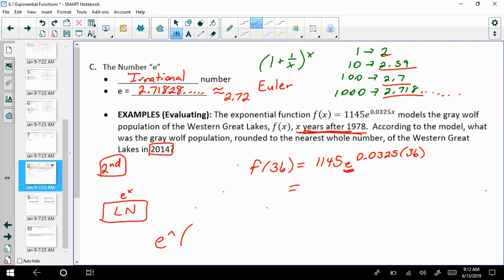So like if I was typing this in, I would do 1145 times, and then I would do second ln, and I'd get my e raised to the, and then I would type my values and hit enter. If you do this correctly, rounding to the whole number, you should get 3,689, and what does this represent? Well, it's the number of wolves.